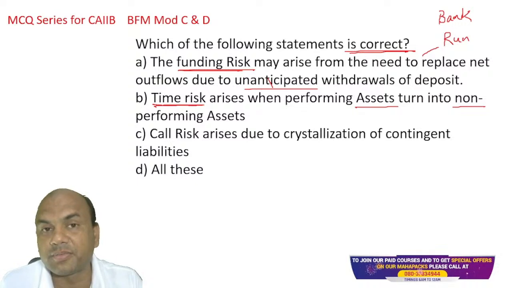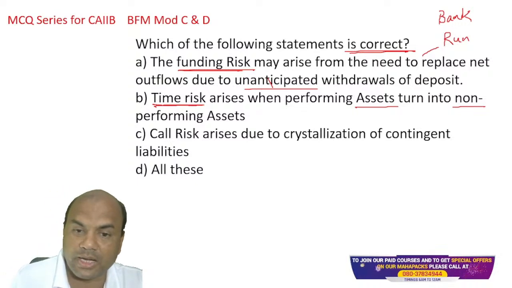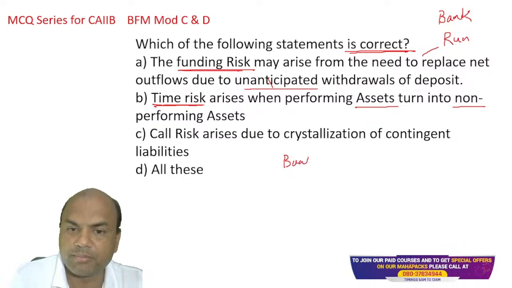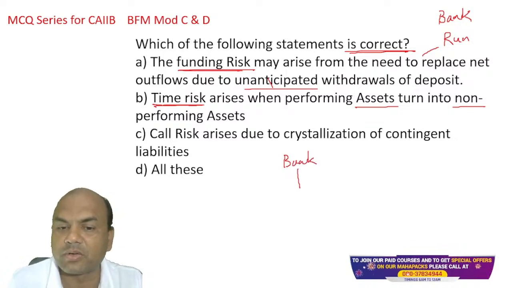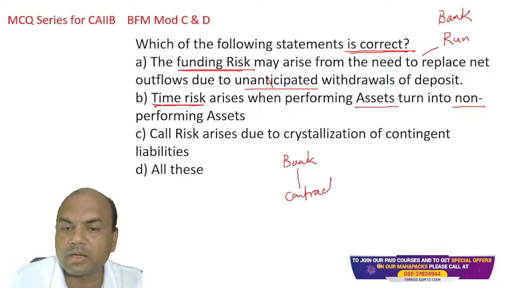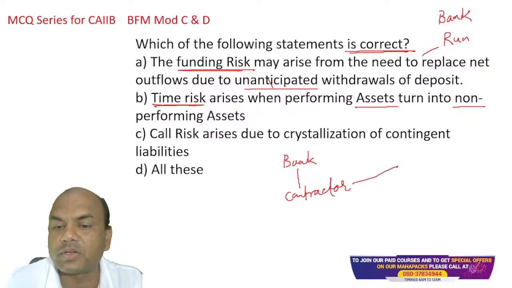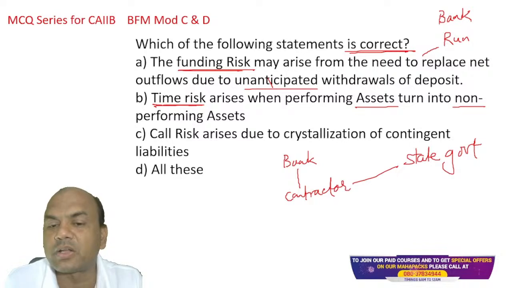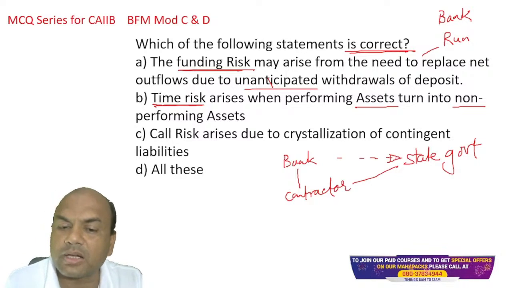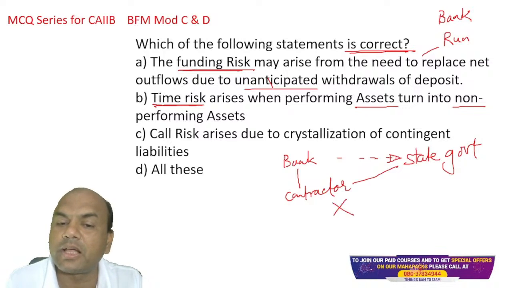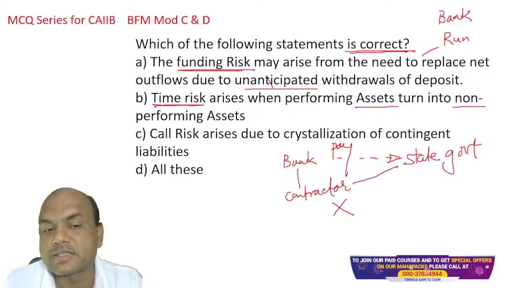The earlier question: if I give you a guarantee, let's say this is a bank. The bank has one customer, a contractor. Now this contractor wants some road contract from the state government. So the state government will ask for a guarantee. Okay, so the bank gives the guarantee. Now this contractor does not build the road, does not perform. Then the state government will ask the bank for payment. So the bank will have to pay. This is known as crystallization.